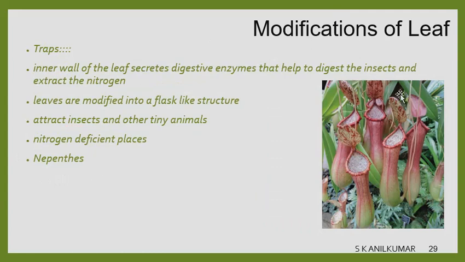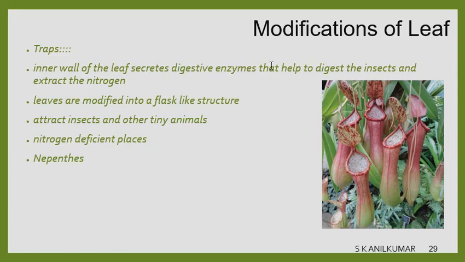Then we have modifications of a leaf in a different form. It forms traps. In the trap, the inner wall of the leaf secretes digestive enzymes. The leaf becomes like a sac. Inner walls secrete certain enzymes. Because of the smell, the color, the taste of the enzyme, the insect falls in. When the insect falls in, the flask-like top is closed. The leaf is modified into a flask-like structure.